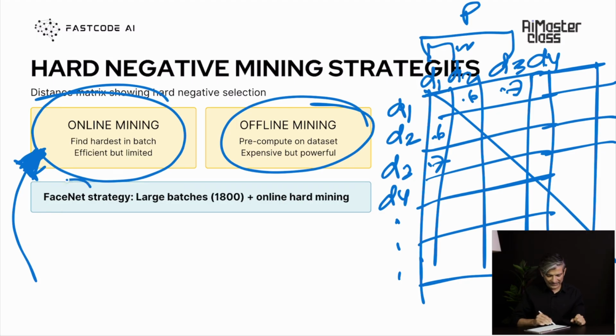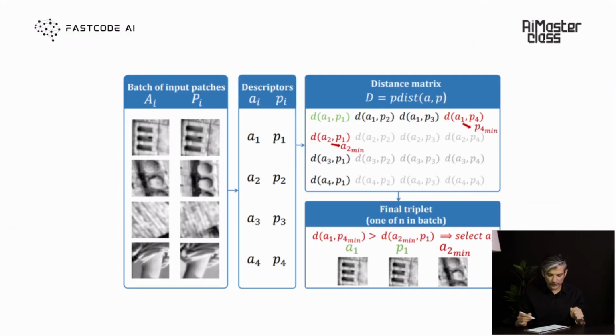Just remember that in FaceNet, the Face ID paper where Google created this, they do it on large batches of size 1800. So they have 1800 images of faces coming in, and within that batch, they do this negative mining. How do they do it? You can do it for faces, and you can do it even for image patches.